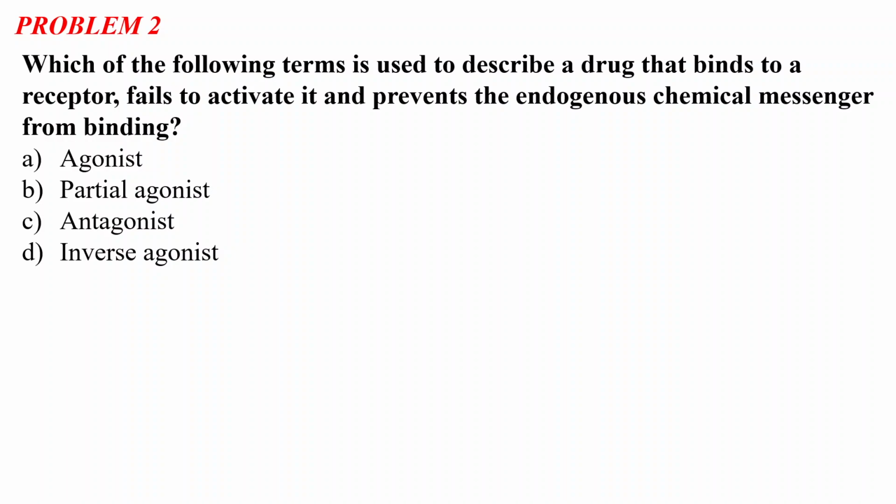So, you have to find out which of the following terms is used to describe the drug which binds to a receptor, fails to activate it, and prevents the endogenous chemical messenger from binding. Is it agonist? Is it partial agonist? Is it antagonist or inverse agonist?